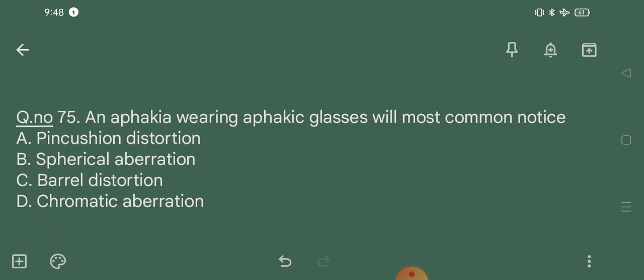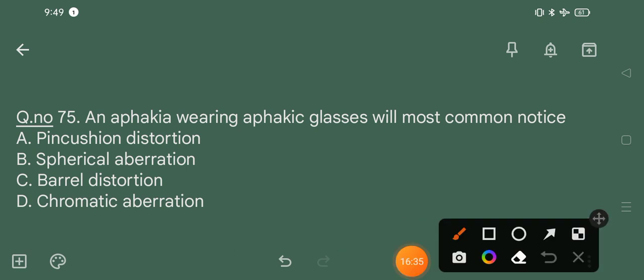Question number 75. An aphakic wearing aphakic glasses will most commonly notice option A, pincushion distortion, option B, spherical aberrations, option C, barrel distortion, option D, chromatic aberrations. The correct option is option A, that is pincushion distortion.